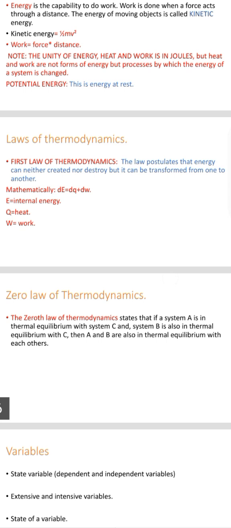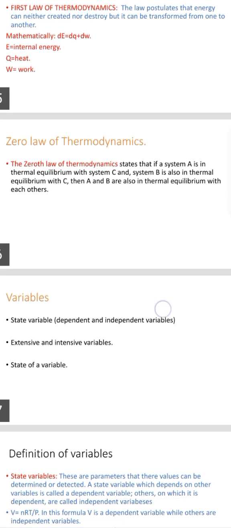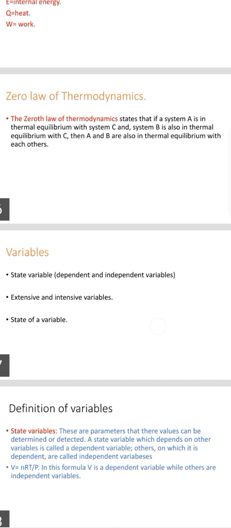Now, what is this law trying to explain mathematically? We can say delta E is equal to Q plus W. The E there stands for internal energy, the Q stands for heat, and W stands for work. All these formulas, I'm going to prove in the next class when I explain isothermal reactions. So don't worry about these formulas. I'll just explain them here, and next time we are going to prove each of them and solve many questions in thermodynamics.